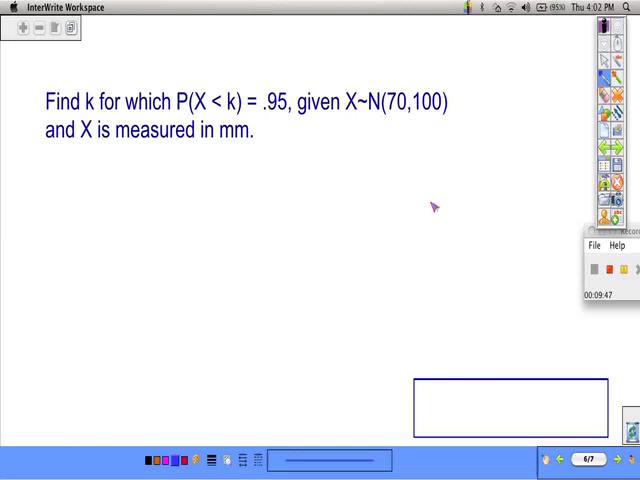So find k for which x is less than k, given that x is normally distributed with a mean of 70 and a variance of 100, which means that our standard deviation is 10. So what that tells me is that my mean of 70 is right here, and if x is less than k, the probability is 95%.